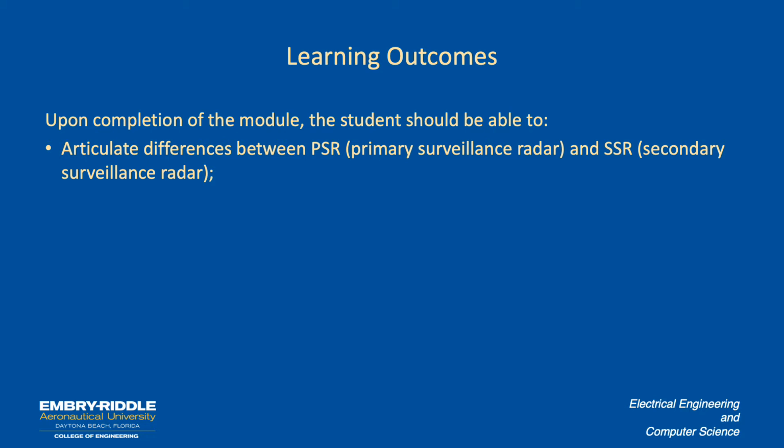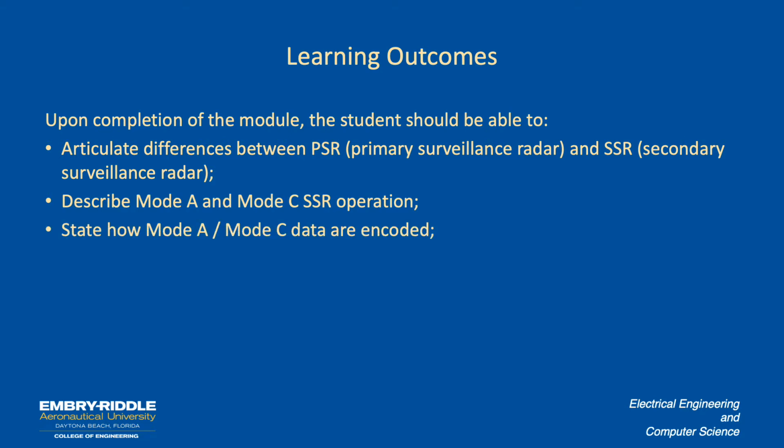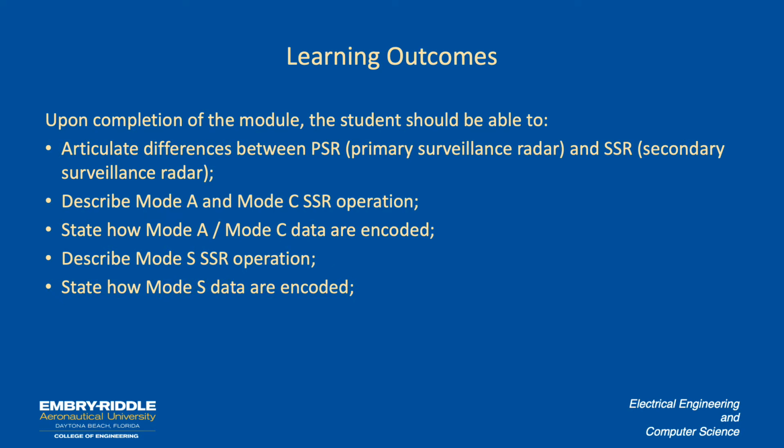So the learning outcomes for this module, to remind you, are that when we get done, you should be able to tell the difference between primary and secondary surveillance radar. You should be able to describe the principles of Mode A and Mode C secondary surveillance radar operation. You should state how the data in Mode A and C are encoded. You should be able to describe the concepts of Mode S operation and how the data in Mode S interrogations and responses are encoded. And then you should be able to talk about how ADS-B is implemented using secondary surveillance radar, or Mode S, extended Squitter, actually.